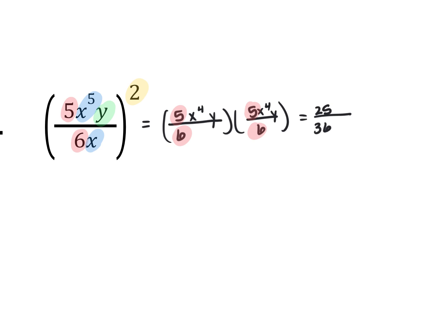Now I'm going to do my variables. I have x to the fourth and x to the fourth. 4 plus 4 is 8. It's on top, so it's going to be x to the 8 on top. And then I have just a y right here and a y right here, so it's going to be y to the second. And that was on top, so it's going to stay on top.